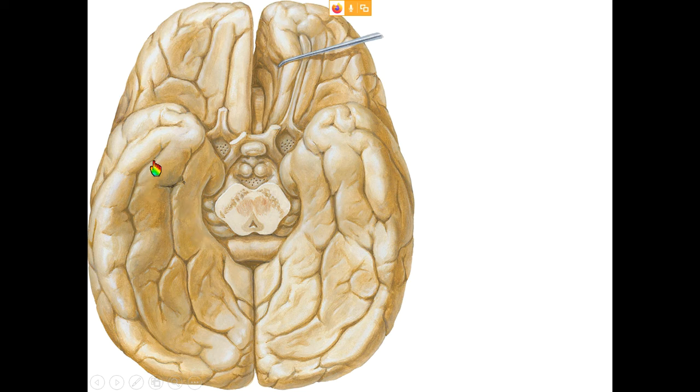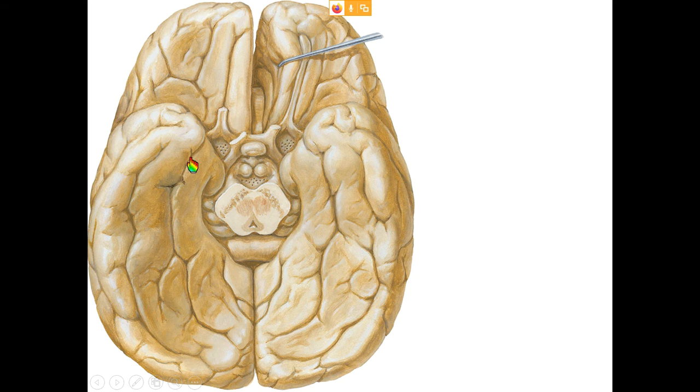So we have seen two sulci. One is the occipitotemporal sulcus here, and medially you can identify the collateral sulcus. These two sulci divide the tentorial surface of the cerebrum into three areas: lateral occipitotemporal gyrus, medial occipitotemporal gyrus, and parahippocampal gyrus.